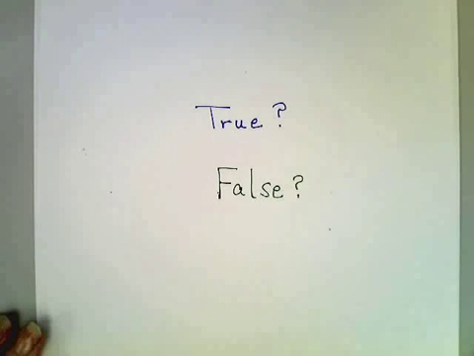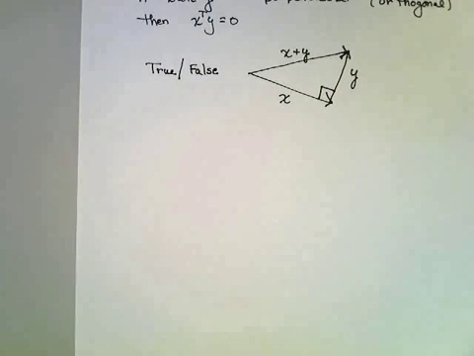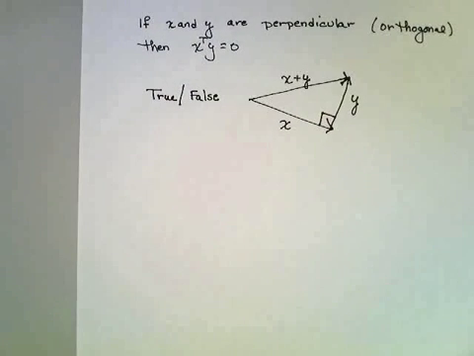This time we want to know if it's true or false. Is it true that if x and y are vectors that are perpendicular, that means they form a 90-degree angle, or what we call orthogonal, then the dot product of x and y is 0? And it's true. Let's prove it.